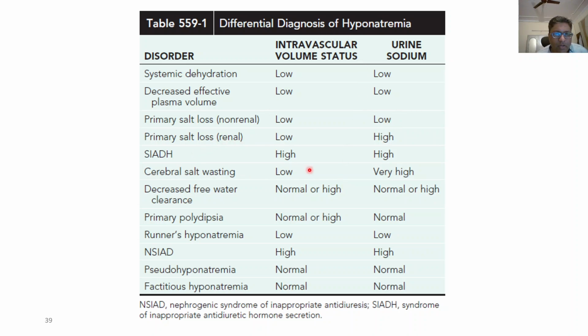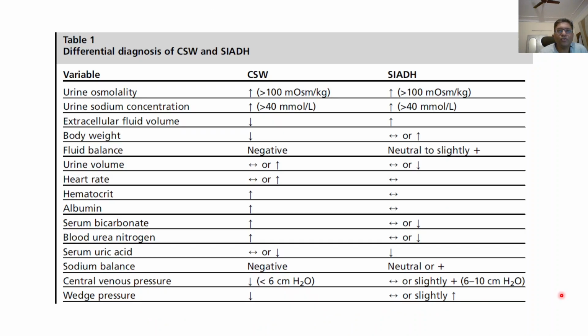In primary salt loss, because of salt loss, vascular status will be low and urine sodium will be low. In SIADH, intravascular volume status can be normal or high, euvolemic or slightly hypervolemic, but urine sodium is inappropriately high despite the dilutional status. In cerebral salt wasting, the patient is dehydrated and urine sodium is very high. Free water clearance is decreased. Other causes, factitious and all, let's skip those. These two conditions, cerebral salt wasting and SIADH, require some close differentiation. Both are primary causes of hyponatremia that we see in critical patients.